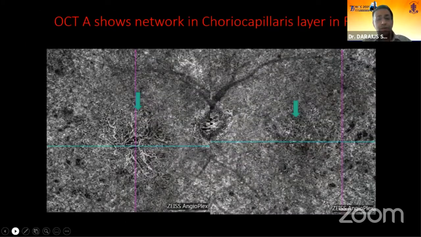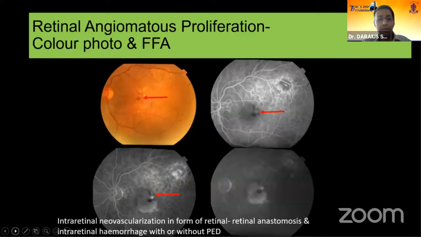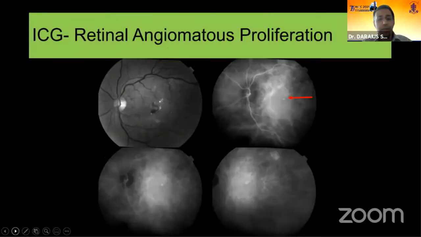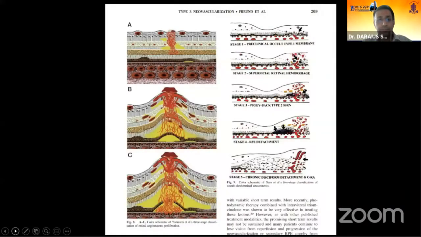Another scenario is when there's an intraretinal hemorrhage seen with a CNVM, we must suspect type 3 or RAP. This is the neovascularization in the form of a retinal anastomosis. You can see the hotspot very nicely on the ICG, and you can see the intraretinal hyperreflective tissue and the connection on the structural OCT. And this is how it correlates to the anatomy.